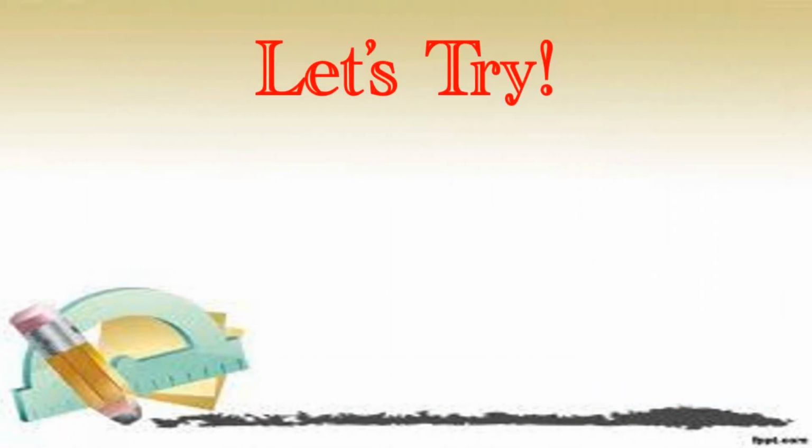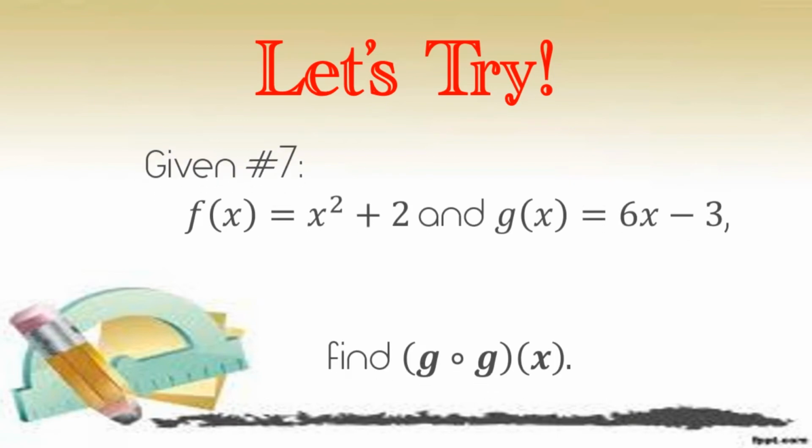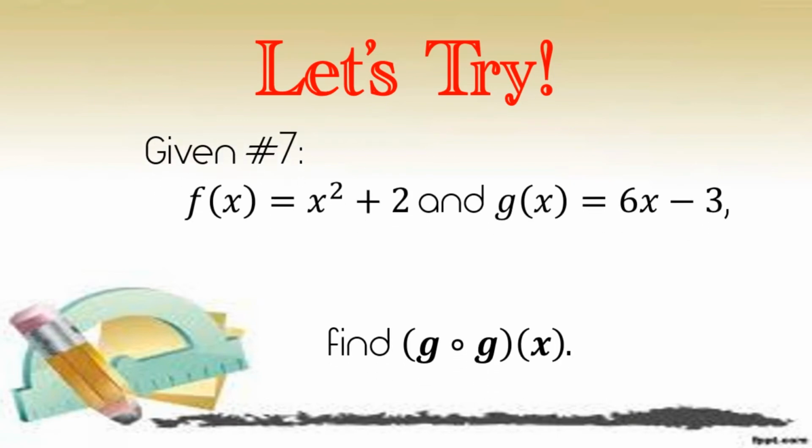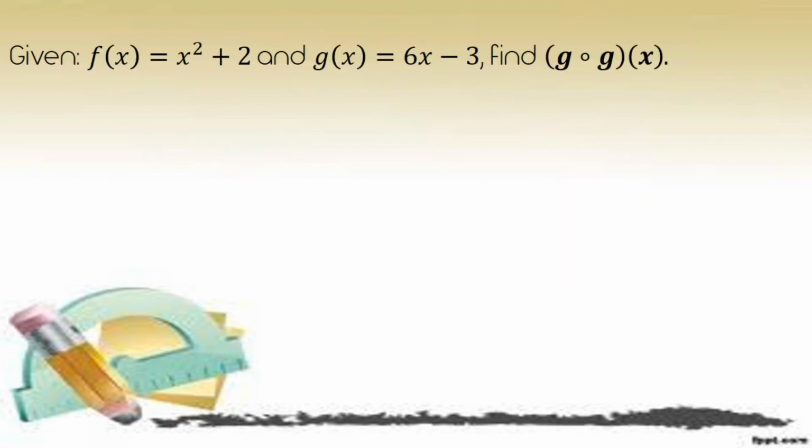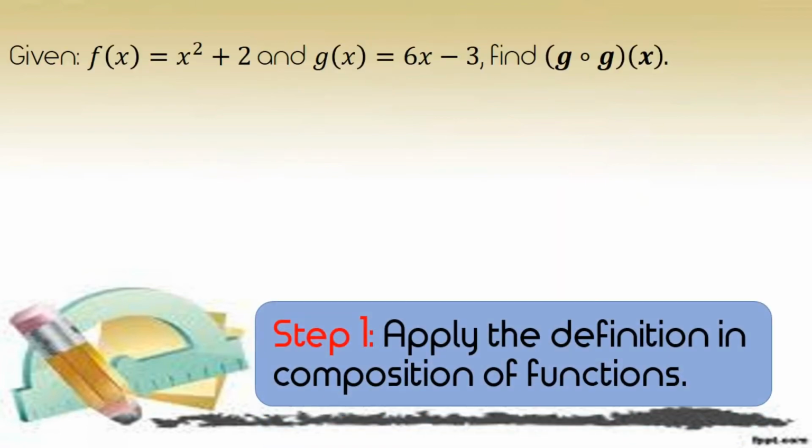To proceed with the next example, our given is f of x is equal to x squared plus 2 and g of x is equal to 6x minus 3. This time, we will be looking for g of f of x. As the first step, based from the first step, we apply the definition in composition of functions.